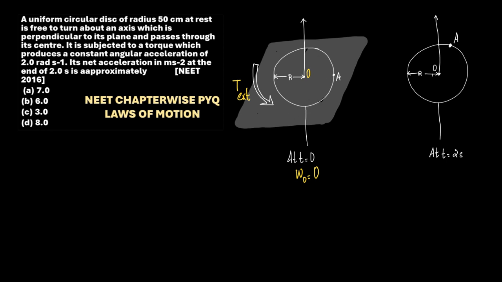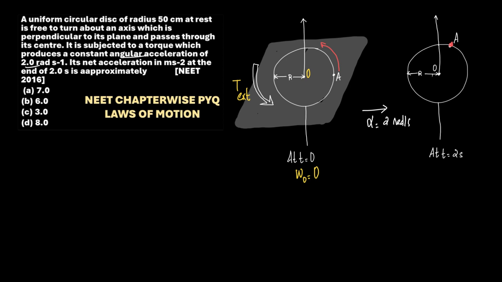Now, when it is rotated like this, what happens? There will be displacement in the disk, and this point A, say after 2 seconds, moves like this and gradually reaches here. So if we have to mark the displacement, it will look something like this. Now constant angular acceleration: during this motion, angular acceleration alpha is given to us as 2 radians per second square.